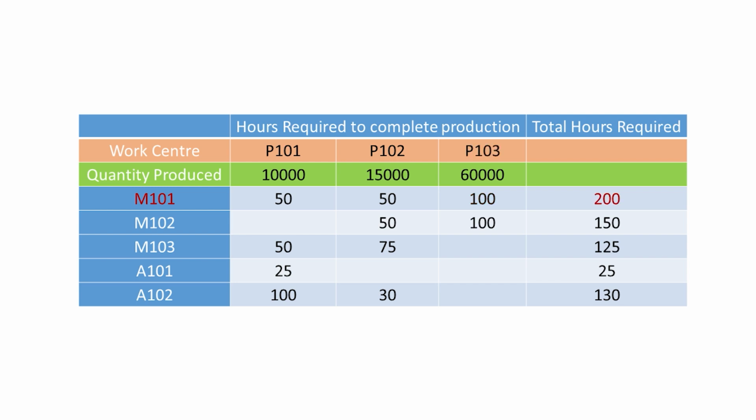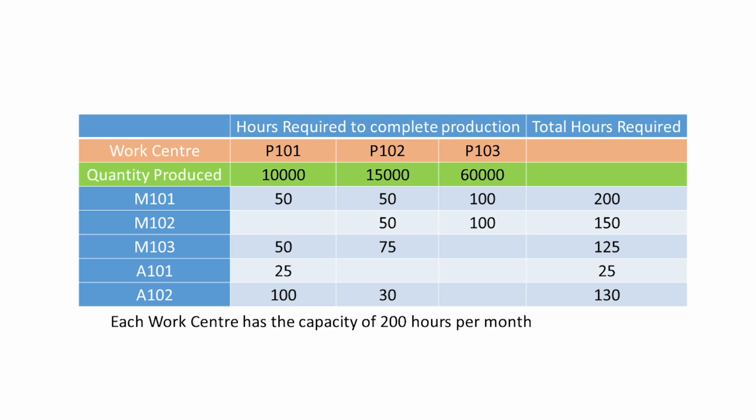During the month, the first machine center worked for 200 hours. Machine center 2 worked for 150 hours, machine center 3 worked for 125 hours. Assembly center 101 worked only for 25 hours because only one of the products, P101, requires this facility. The production center is available for 200 hours for a month.